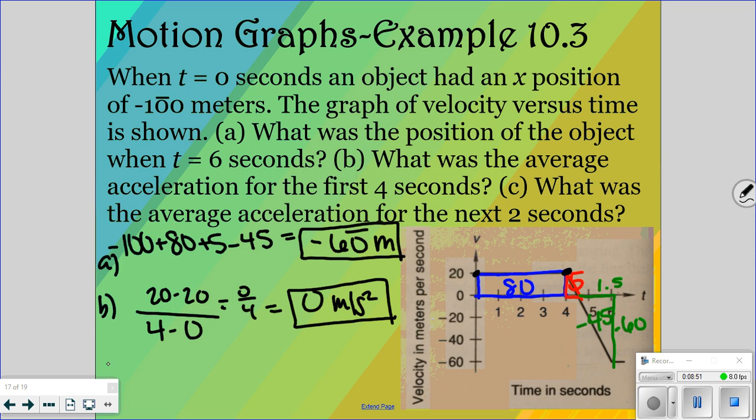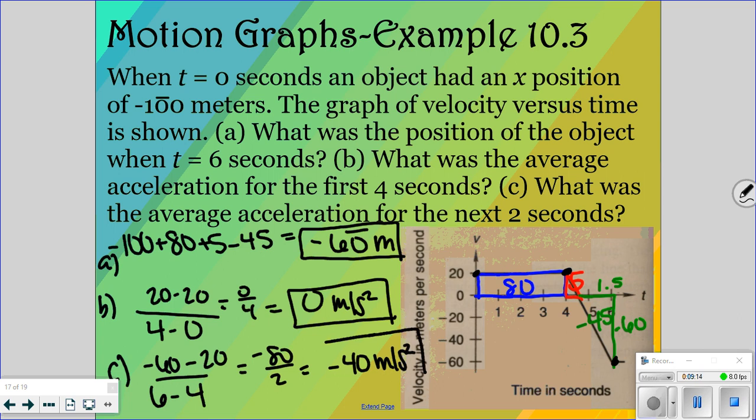For part C, what was the average acceleration for the next 2 seconds? So that's going from 4 to 6. So we're going to do 6 minus 4. So at 6, we're down here at negative 60. And at 4, we were at 20. So you should have negative 80 over 2, which is negative 40. And it's meters per second squared. And we, again, have 2 sig figs. So we're going to put a bar over our 0. So that's how those work.